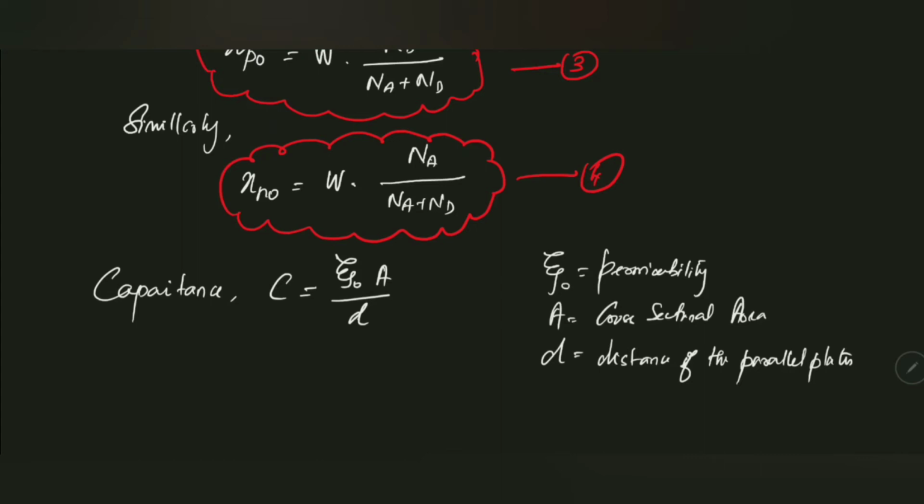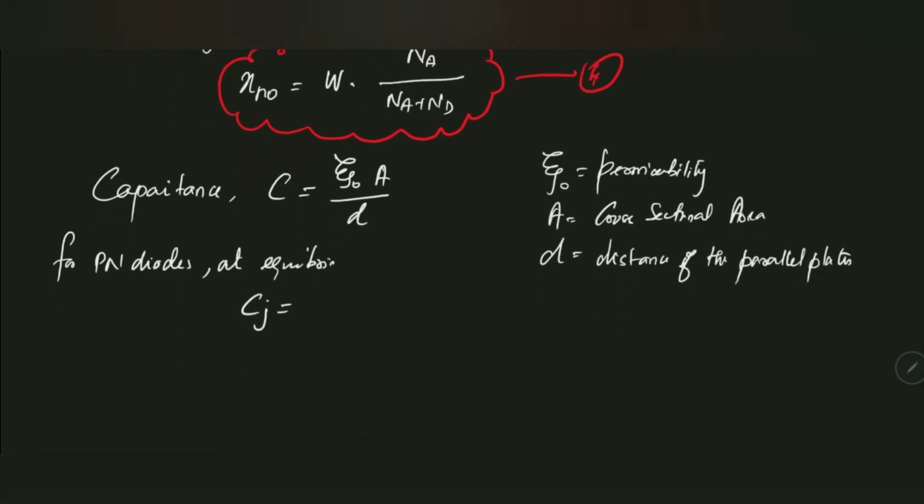And when you come to the p-n junction diode, at equilibrium, let me write Cj, which is the junction capacitance, as epsilon Si A divided by W. I'm using epsilon Si because we are using a silicon semiconductor. Here d is the width of the depletion layer, or the width of the parallel plate, so I'm putting it as capital W.